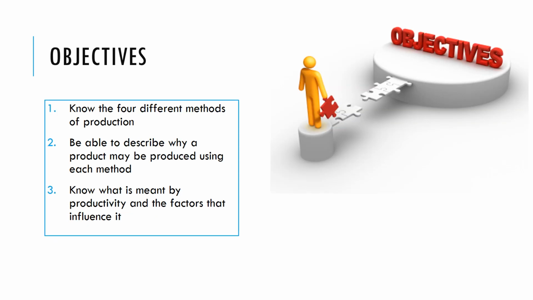So we've looked at the 4 different methods of production, we've looked at the advantages and disadvantages of each one, and then looked at labour productivity, in particular labour productivity, and the factors that influence it. That's all.